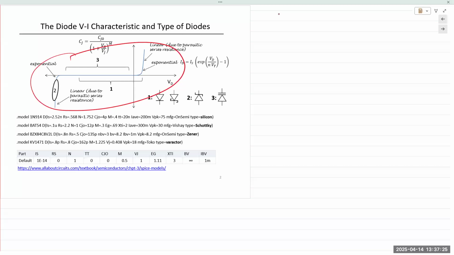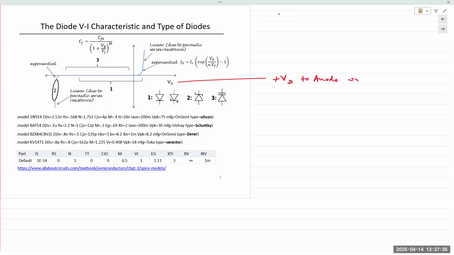In the forward bias, you're applying a positive diode voltage to the anode with reference to the cathode. Okay, and we call that forward bias because it's the forward mode of operation. Simply stated, if you wish to analyze a diode, the anode voltage must be greater than the cathode voltage, or must be higher than the cathode. Okay, if both are at the same voltage, the diode is off.